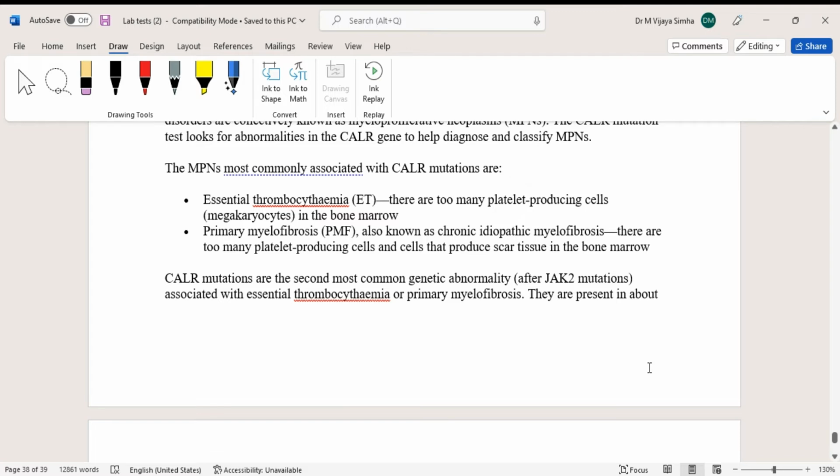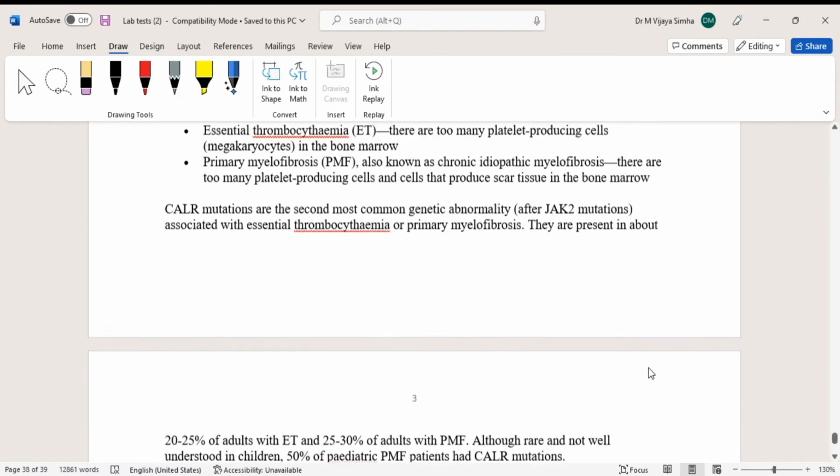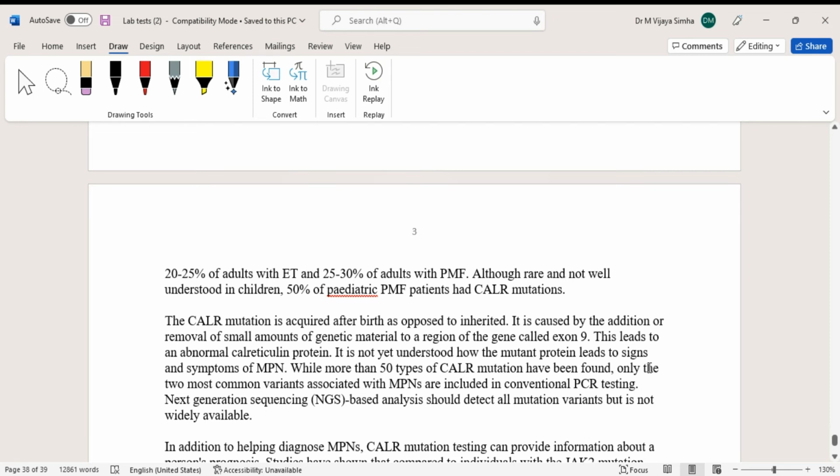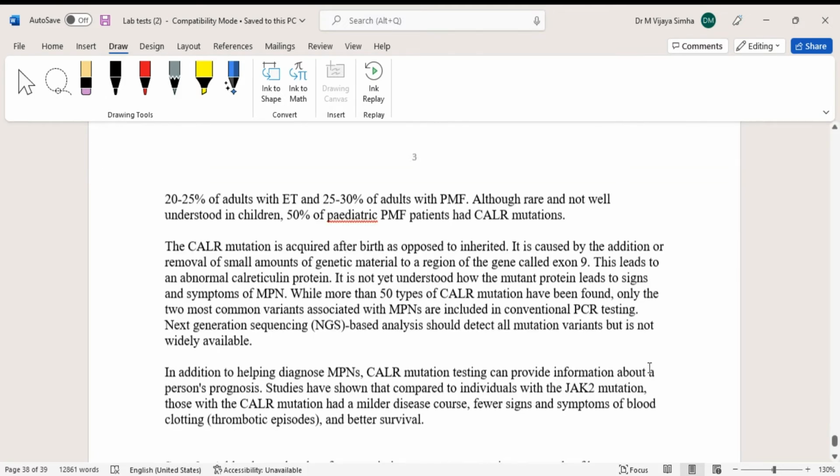CALR mutations are the second most common genetic abnormality after JAK2 mutation associated with essential thrombocythemia or primary myelofibrosis. They are present in about 20 to 25% of adults with ET and 25 to 30% of adults with PMF. Although rare and not well understood in children, 50% of pediatric PMF patients had CALR mutations.